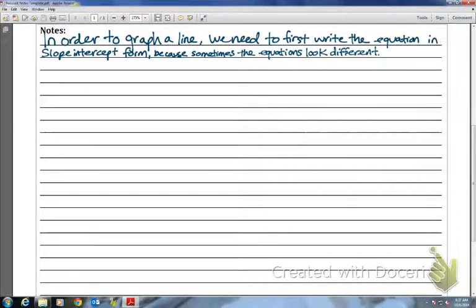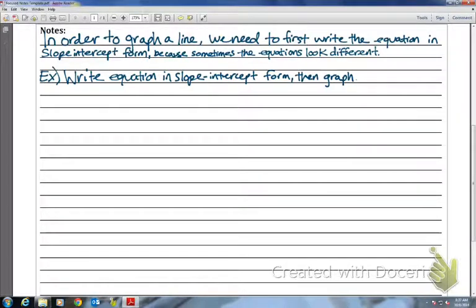So, for our first example, we only have 4 examples today. For example number 1, we are going to write each of the equations in slope-intercept form and then graph. So write each equation in slope-intercept form, then graph. Alright, so we're going to do the graphs very last.